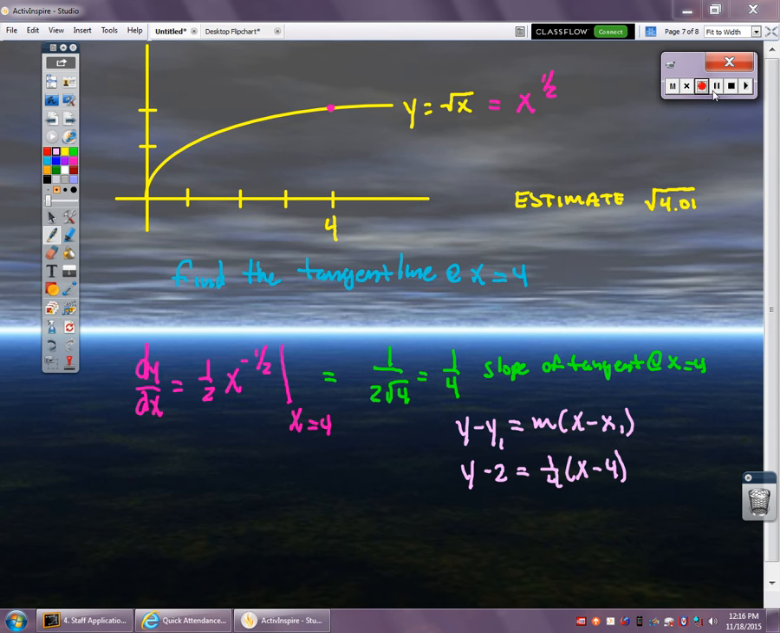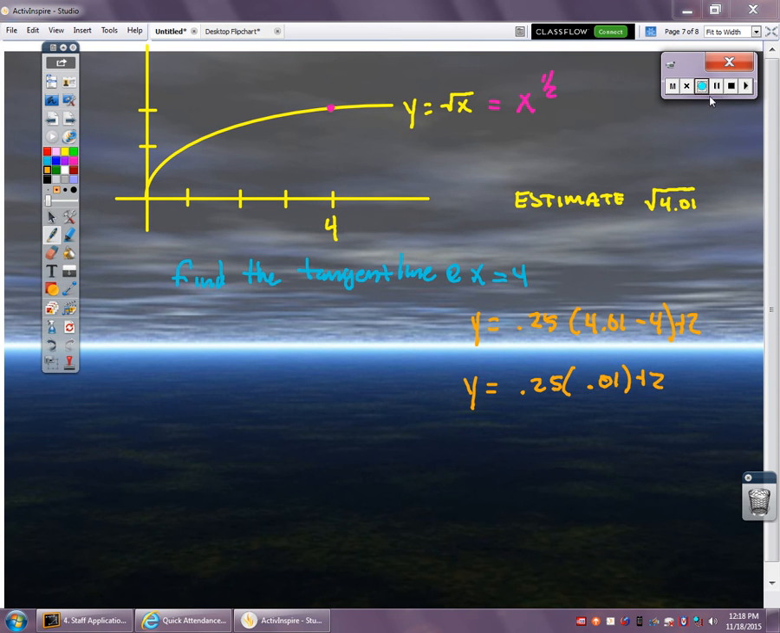And I'm going to clean this up, getting y equals 1/4 (x minus 4) plus 2. All I did was add 2 to both sides. And now I'm going to use this equation to estimate the square root of 4.01. I'm going to go ahead and plug in 4.01 for x. 1/4 is 0.25, and then I'm just going to simplify this equation.